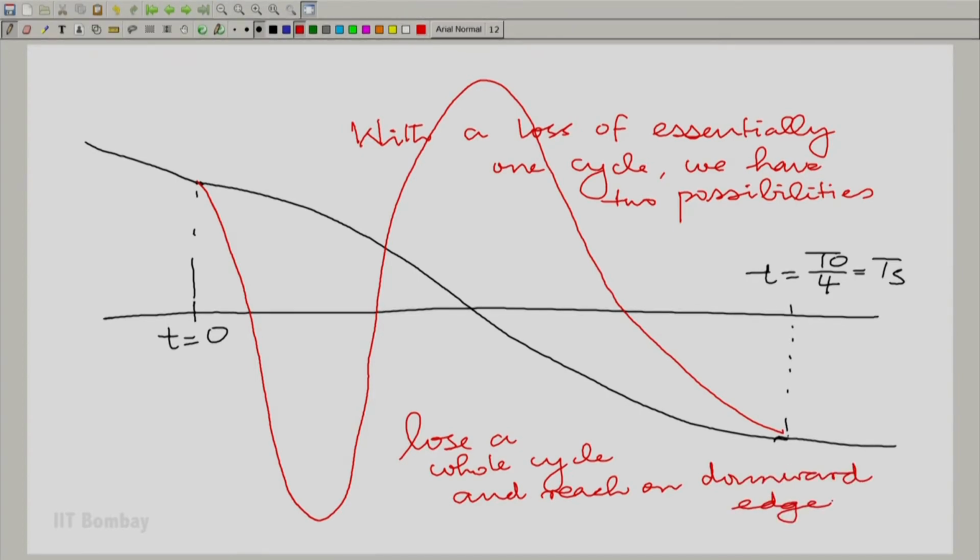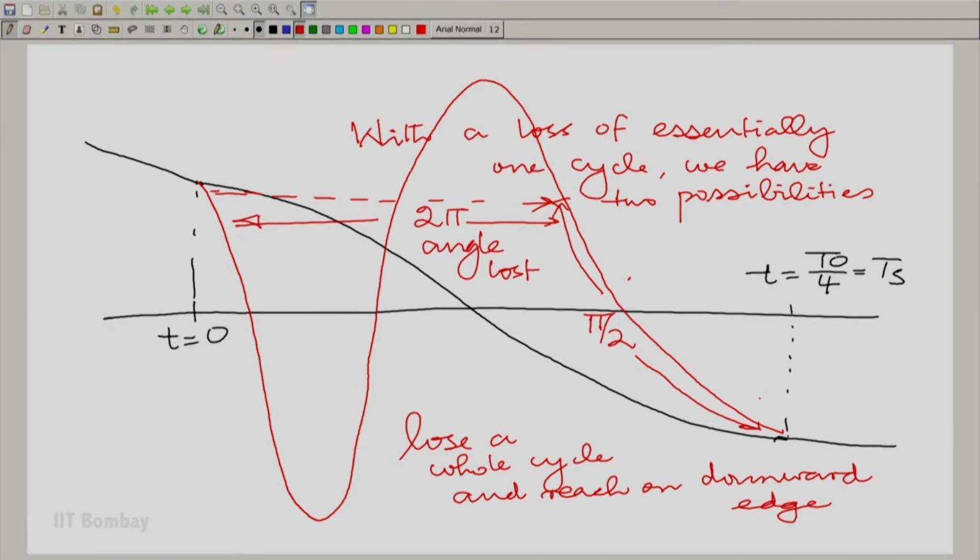So how much of angle have we lost in one sampling interval here? Let us calculate it. Forgive my drawing, it is only approximate, but the idea is, if I were to draw a parallel here like this and mark this point, then one is losing an angle of complete 2 pi here, 2 pi angle lost, and then of course there is a pi by 2 here. So for the red possibility, you are talking about 2 pi plus pi by 2 angle lost in a sampling interval, which is 5 pi by 2 angle in the sampling interval Ts.